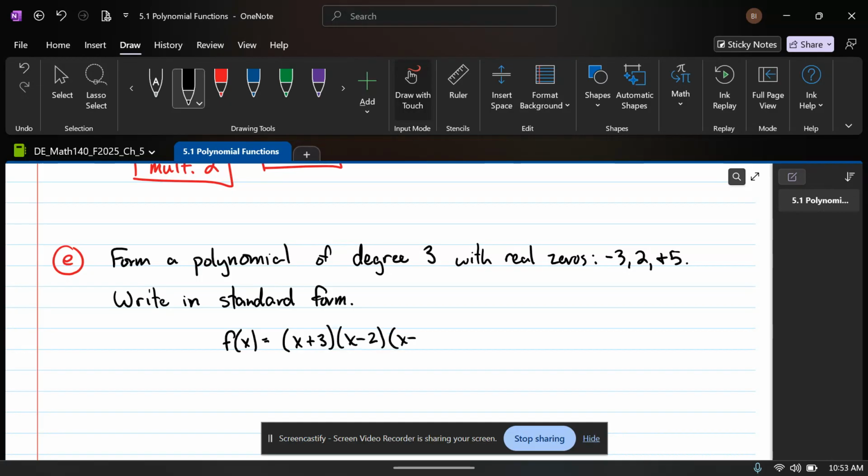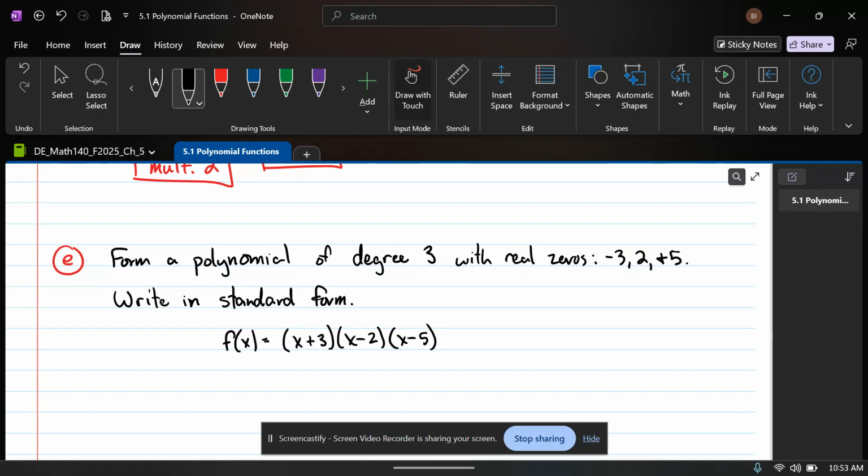Yeah. Swap the sign. Really simple, easy thing to do. And now that's in intercept form. We're from quadratics, but this is a cubic. But it's in intercept form. We want it in standard form. So what do I need to do?